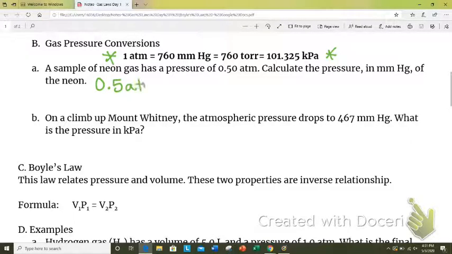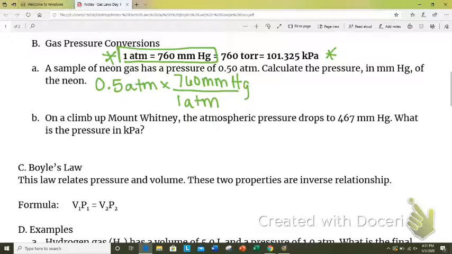And it wants to know in millimeters of mercury. So we can see right here, our very first conversion factor is given right away: 1 atmosphere of pressure is equivalent to 760 millimeters of mercury. Because our given unit is ATM, we know that ATM needs to go in the bottom. So 1 ATM in the bottom, 760 in the top.